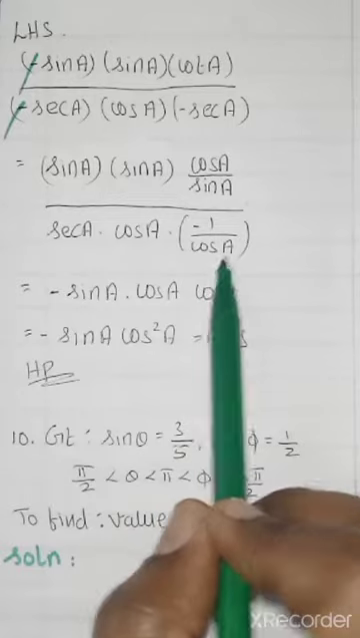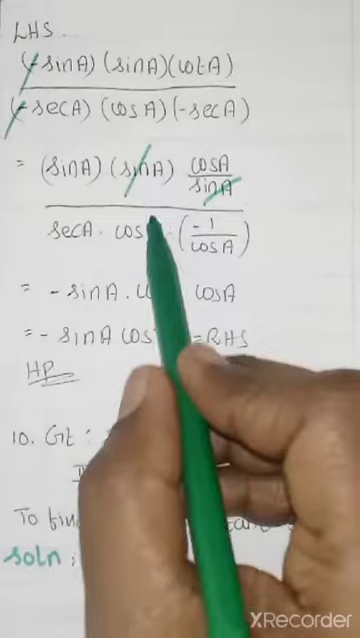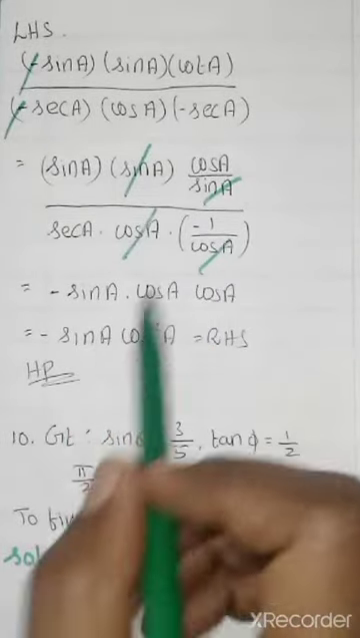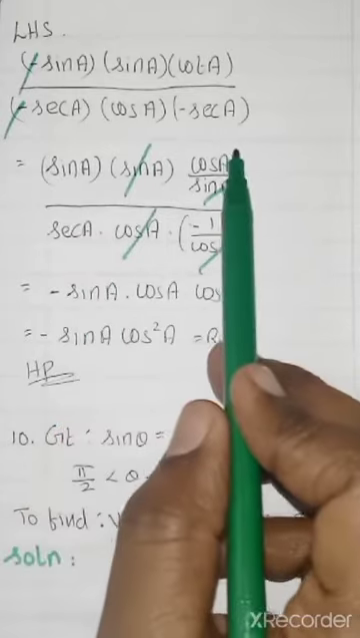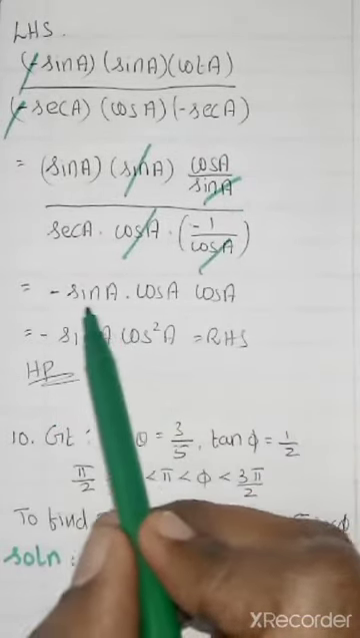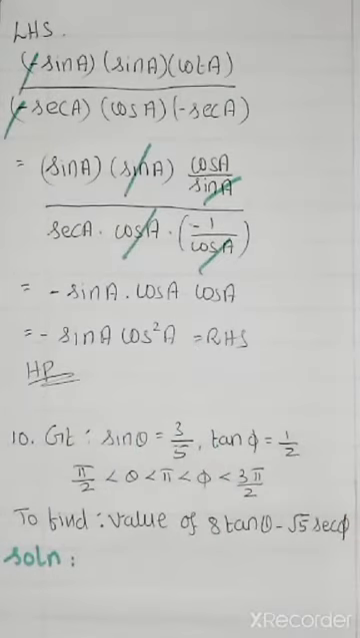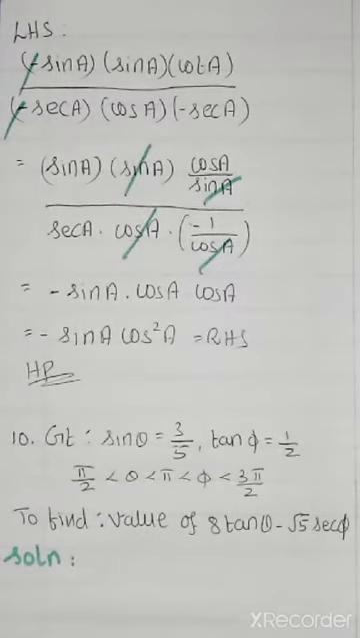Correct? Now, this sin will get cancelled. This cos will get cancelled. We can take this minus outside. So, what will be remaining? sin a, cos a, and 1 by secant is cos, so sin a, cos a, cos a. That is minus sin a into cos² a. That is your right hand side. Hence, it is proved. Now, 10th problem.